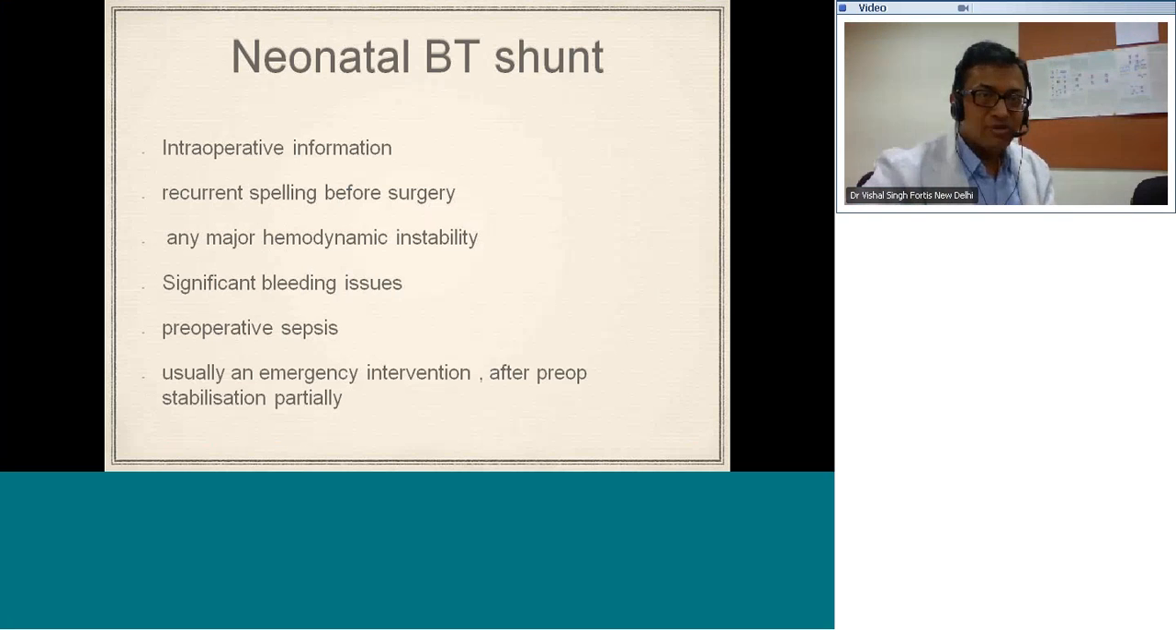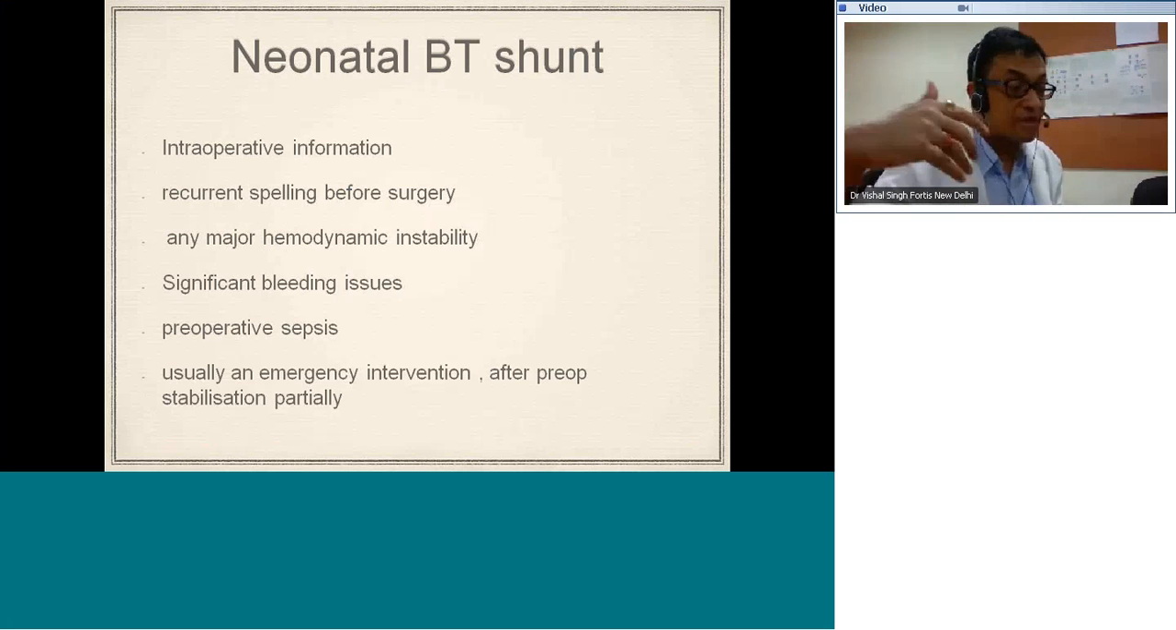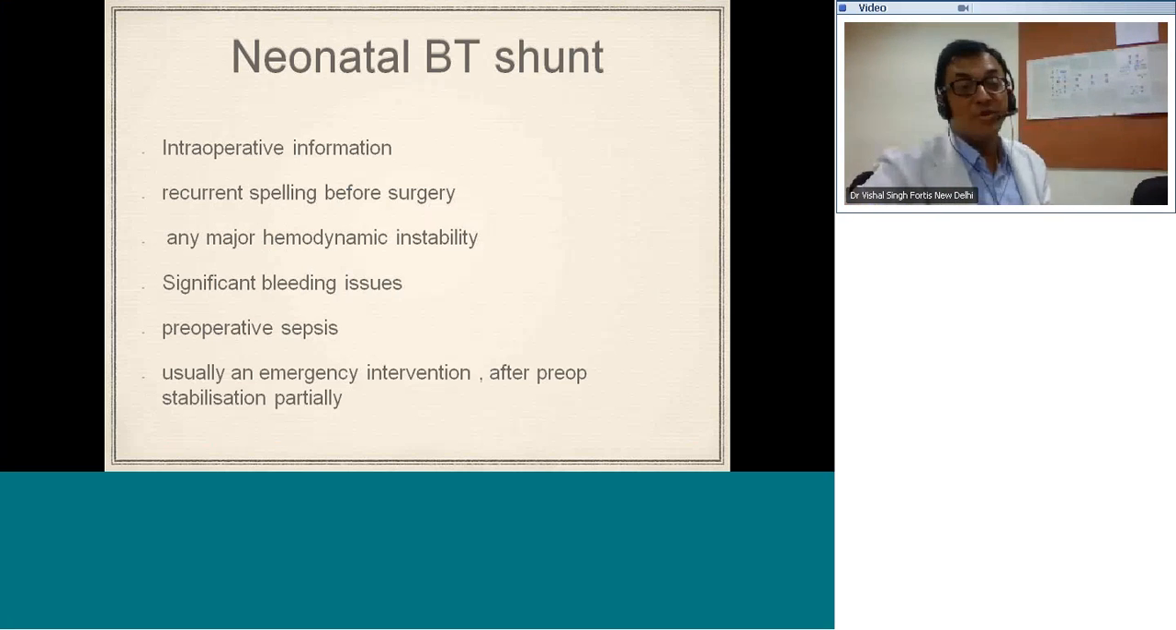So, always when you get a neonatal BT shunt, make sure that you take the intraoperative information about what was the reason for the child to go to the OT for immediate surgery, whether he had a major cyanotic spell or whether the ductus closed and he crashed, any major hemodynamic instability either because of the ductus closure or because of sepsis. You should ask what happened in the OT, whether the child bled significantly or whether he's oozy, because that will help you program your blood product therapy later. Any component of preoperative sepsis as well. Now we all know that a neonatal BT shunt is usually not elective. It's always an emergency intervention after pre-op stabilization, partially with prostaglandins, inotropes and whatnot, and ventilation obviously.